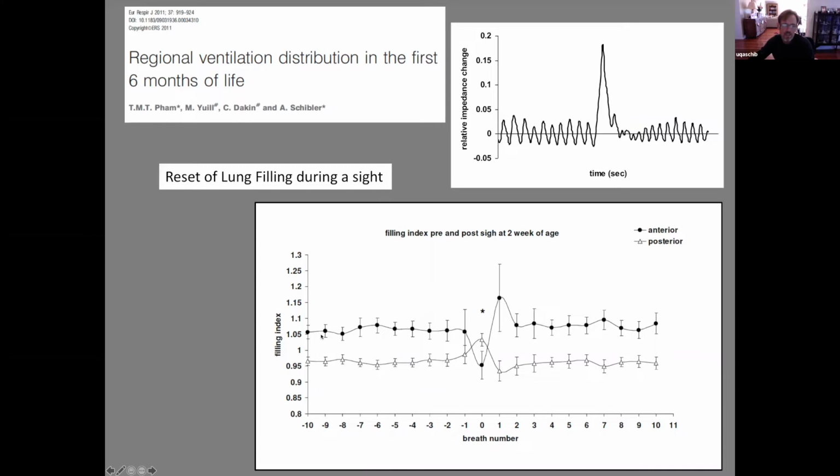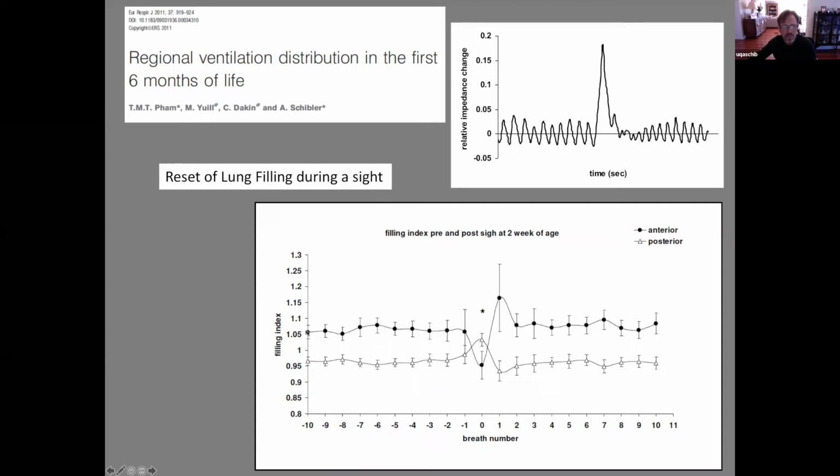And when you look at where ventilation is distributed, the black dots are the so-called anterior aspects of the lung, and the triangles are the posterior. So that's the non-dependent lung, and that's the dependent lung. And if we ask first, where is the first part of the breath going to? And where is the later part of the ventilation going to? We can describe that by using the filling index.